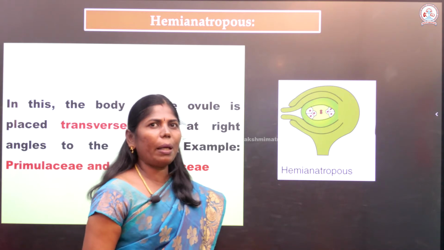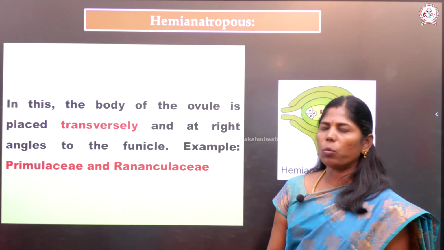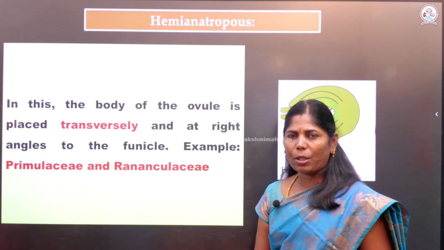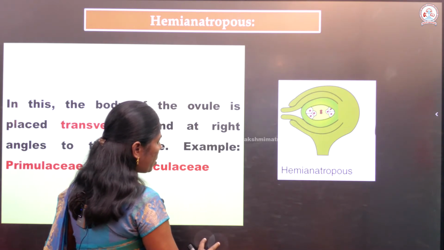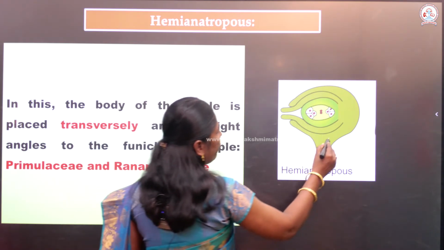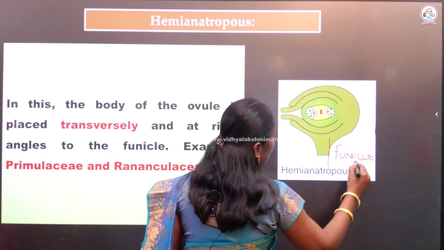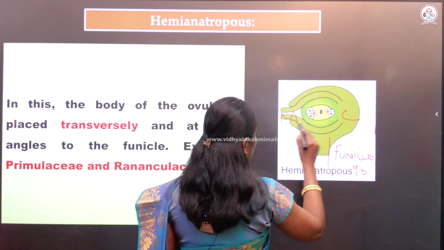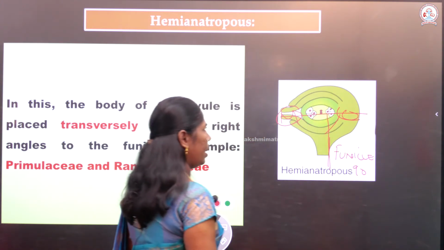And next one is a hemianatropous ovule. In the hemianatropous ovule, the body of the ovule is placed transversely and at right angle to the funicle. Here the funicle is at 90 degrees. The funicle is at 90 degrees to the micropyle and chalaza. The micropyle and chalaza are at the 90-degree position.